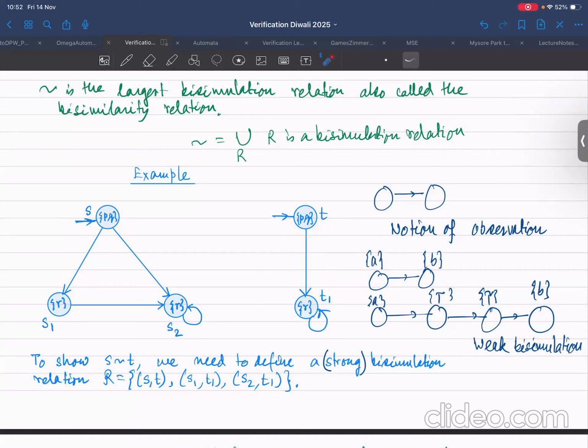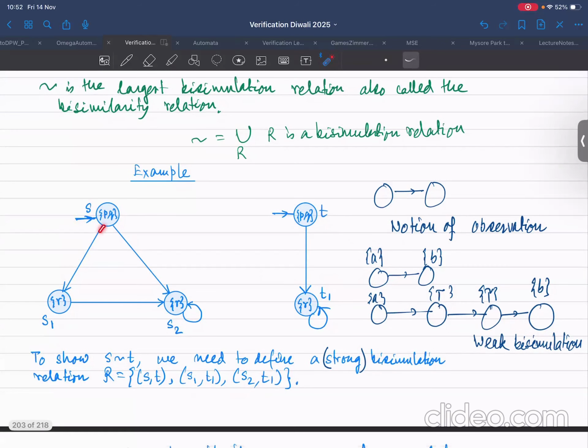One player, which we can call the challenger, makes a move on one side. The defender, the other player, has to find a matching move, and then the game has to continue. From S, you choose S1, then the other player has to choose T1. So first we start with the configuration S comma T, and then we reach S1 comma T1, and the game has to continue from there.